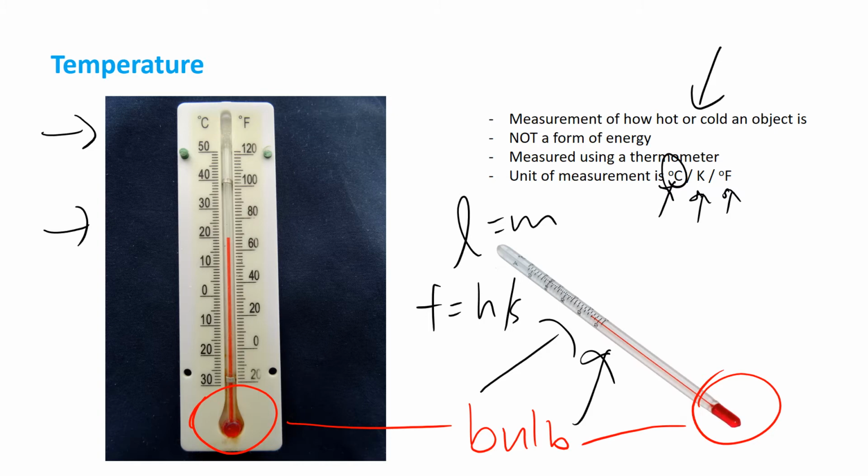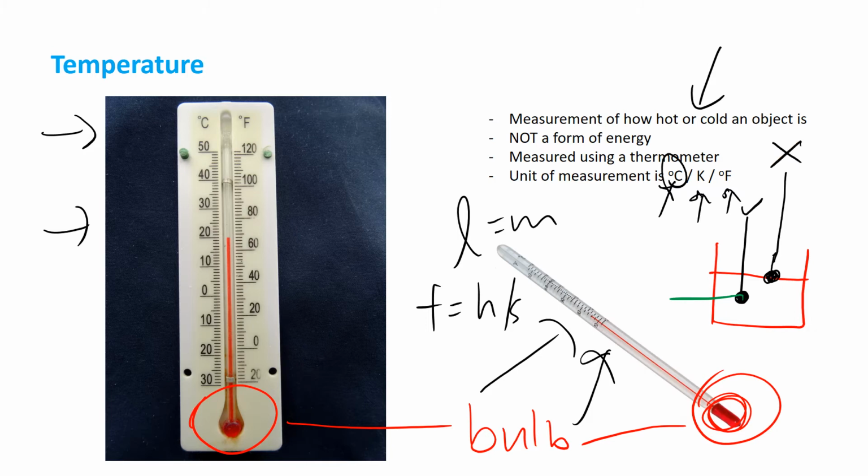Now, this thing that you see over here, this is what you call the bulb of the thermometer. Now, to ensure that you are measuring the temperature of a liquid or anything correctly, this bulb has to be fully in the liquid. So if this is your liquid and this is your thermometer, you can see that this bulb is fully in the liquid. You have to make sure that it's not something like this. In this case, the bulb is not fully in the liquid. So this is the wrong way and this is the right way.